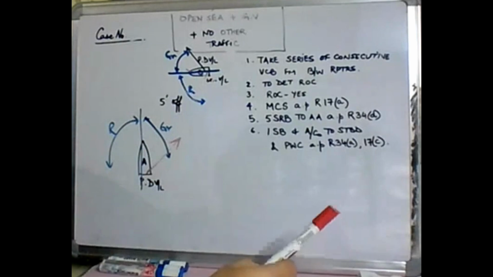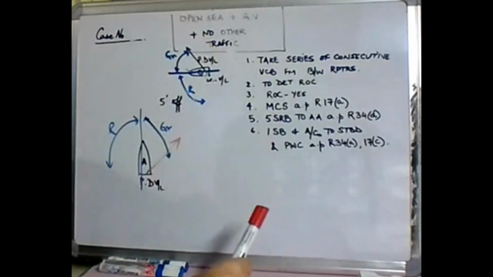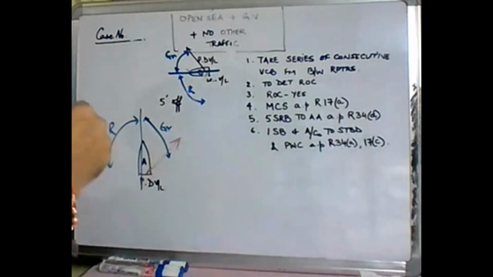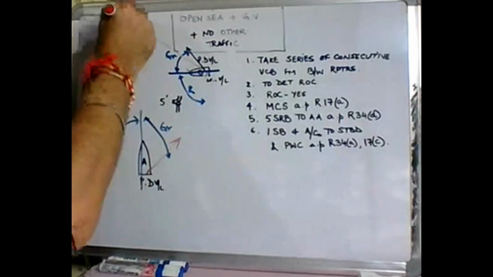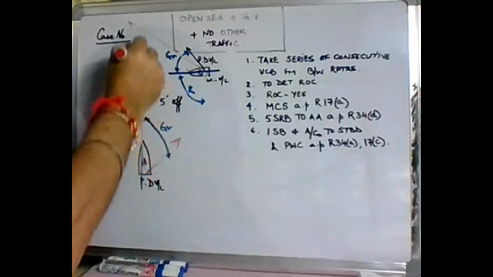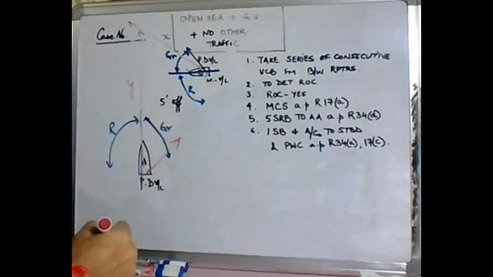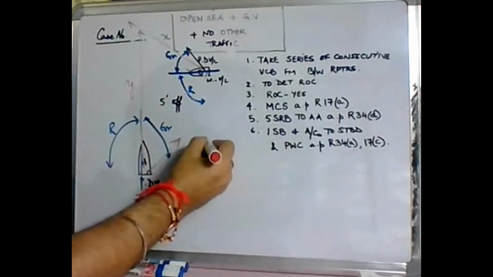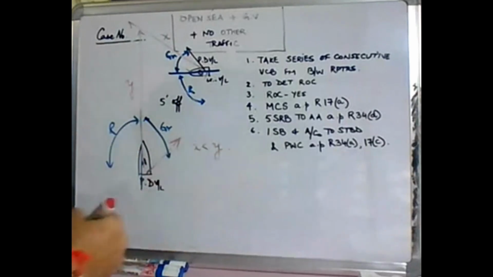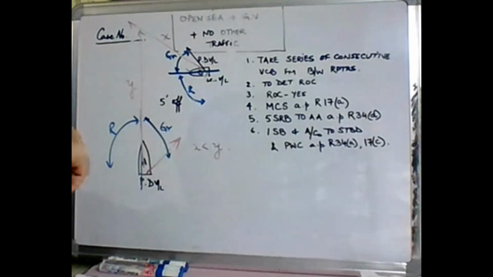At best, what will happen? You will be going parallel, that's all. At best. But the basic idea of this whole story is that if you go to starboard like this, and he maintains it like this, if this distance is x, this is y. Come what may, x will always be less than y. Do you agree? Yes, sir.